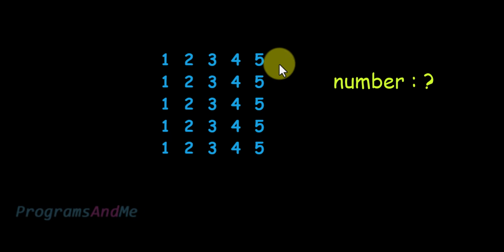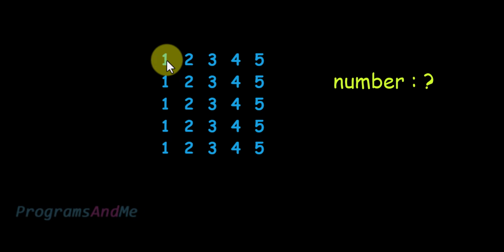1, 2, 3, 4, 5 in the first row. In the second row also the same 1, 2, 3, 4, 5. In the third row also the same 1, 2, 3, 4, 5. So in every row we want to print 1, 2, 3, 4, 5. This is the output when we take the number of rows or number of columns as 5.